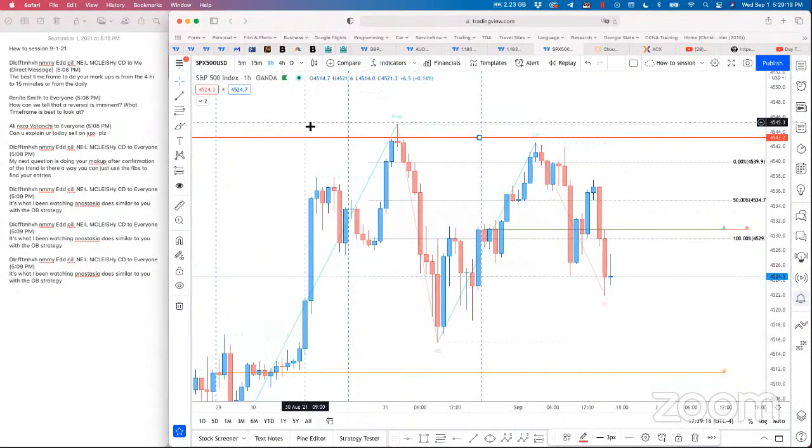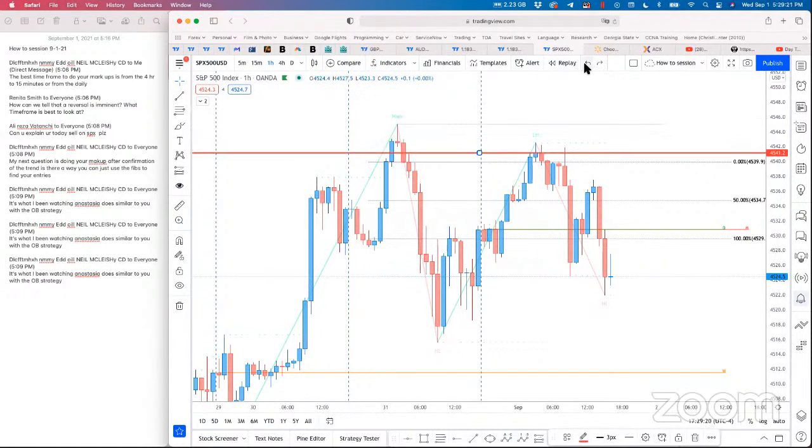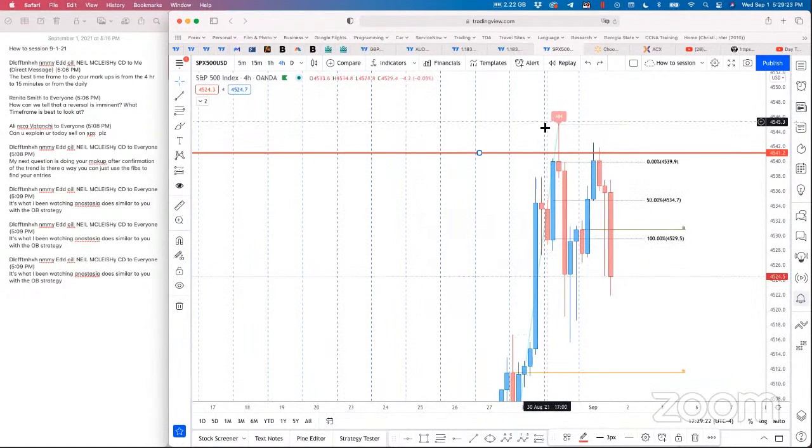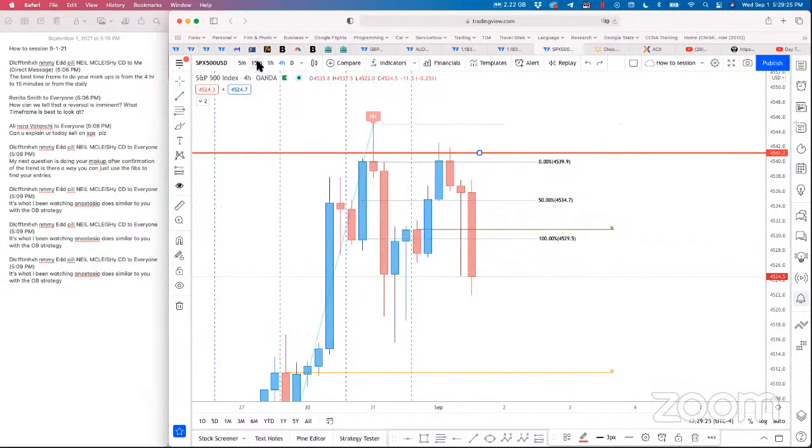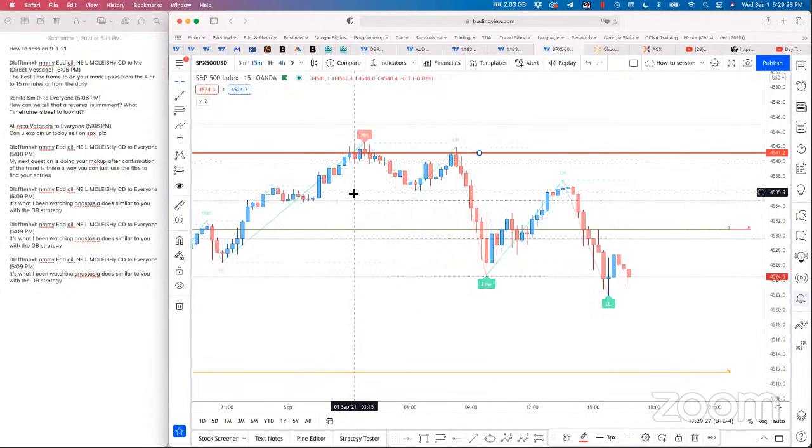And now we can go to the 15-minute. Let's go to the 15-minute and get more precise.